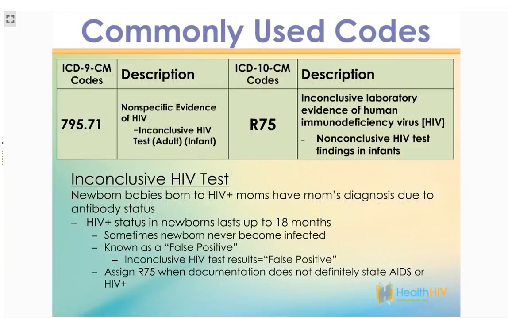The inconclusive HIV or false positive code in ICD-10 is R75. And so again, just to reiterate, for treatment for babies that have a false positive status, you would report that as R75.